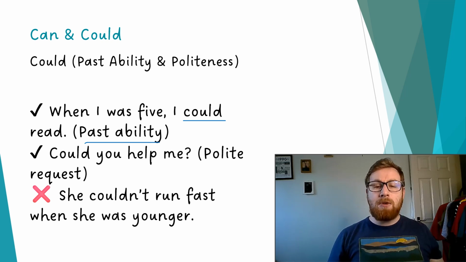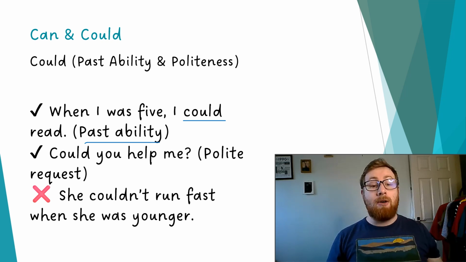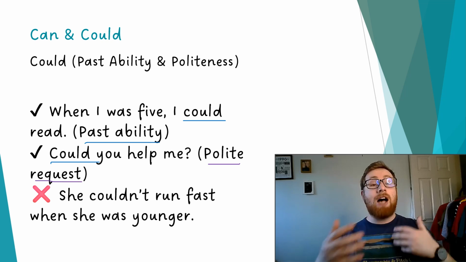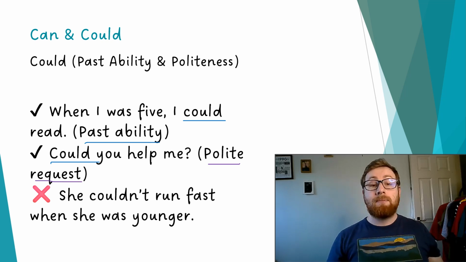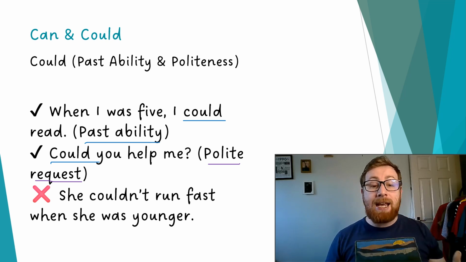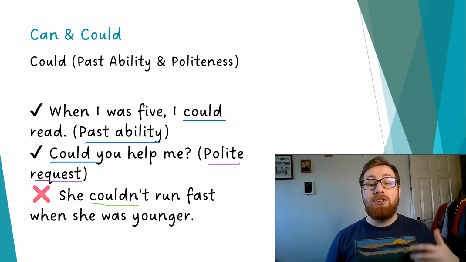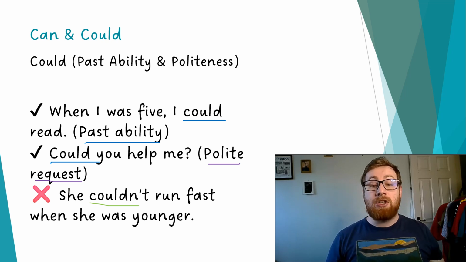Now, if we want to be polite, we can ask for help. Could you help me? This is a polite request. We're asking for someone to do something. And once again, if we wanted to say something we're not able to do, the negative, we can use could not or couldn't. She couldn't run faster when she was younger. This shows that she used to run slowly.